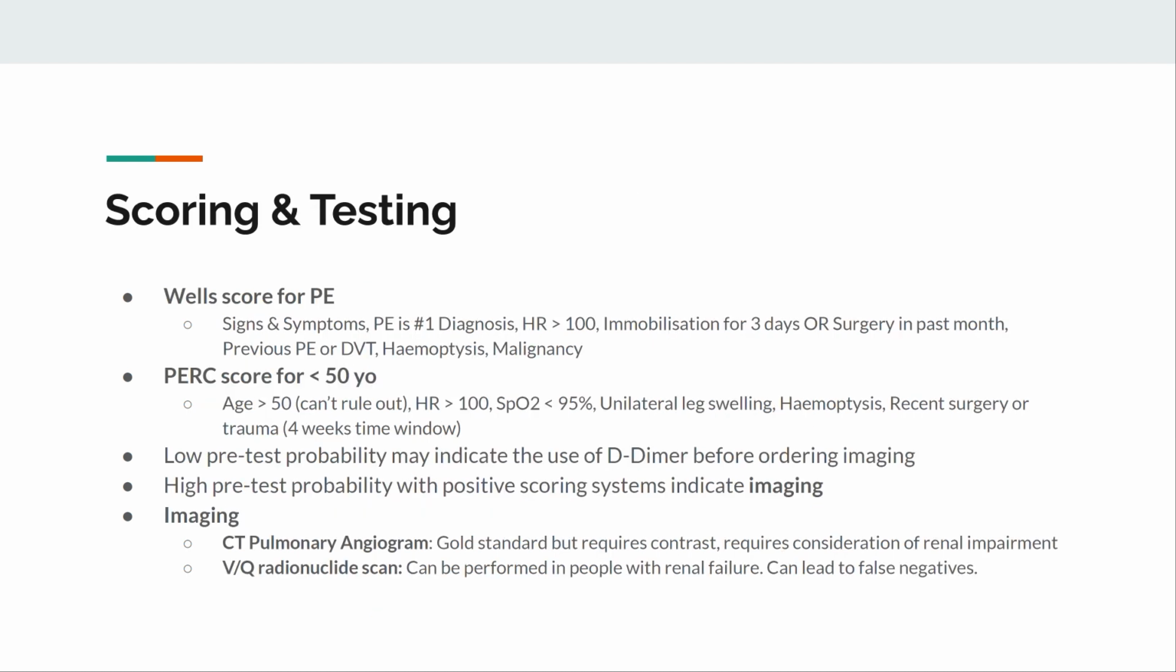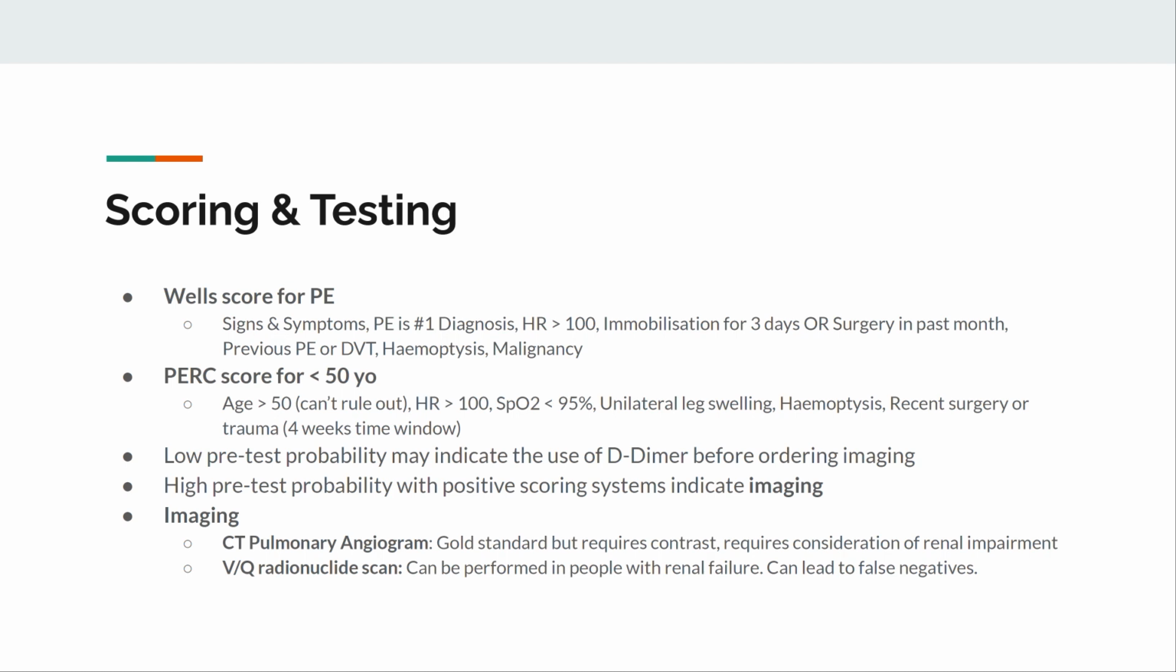The scoring stuff. So there's an app called MD Calc, which is free. You don't even need an account. It's the perfect tool for going into your placements and into the future. So on there, you've got the Wells score and the PERC score. Both are good, but the PERC score, if you're over 50, you immediately get 1 point and can't rule out the PE, so you can't use it.